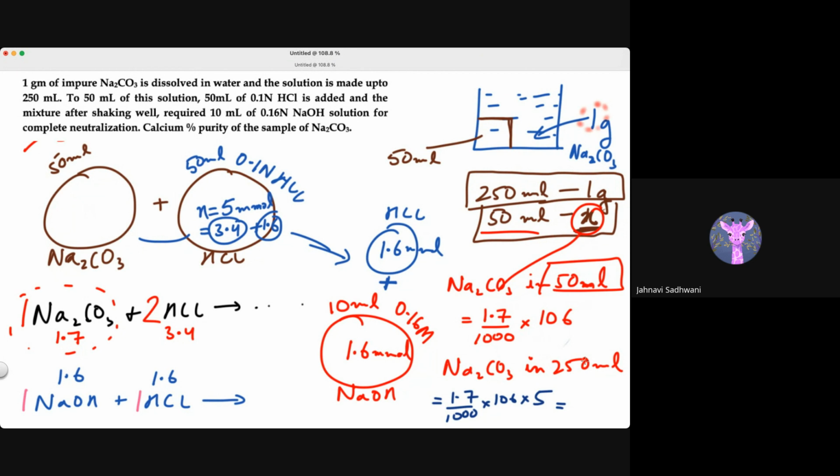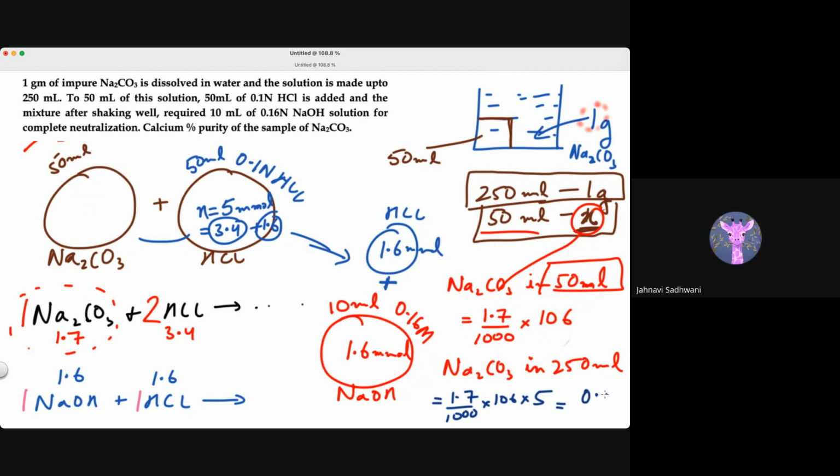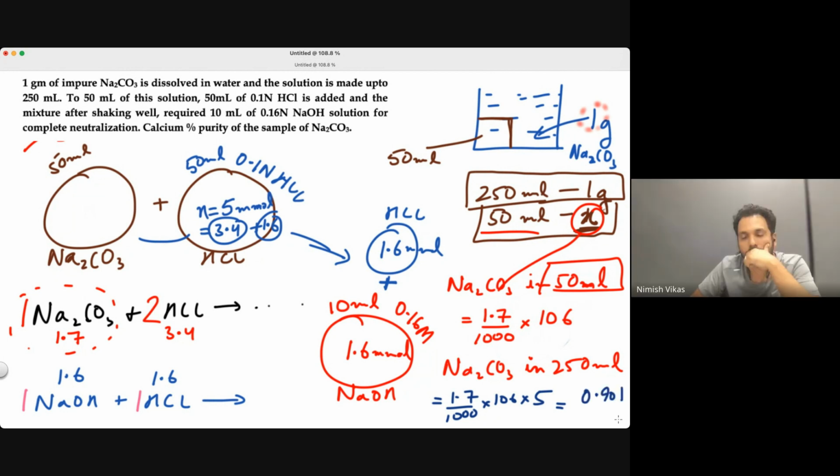How much is it coming out to be? 0.901. So many grams are there. What is the percentage purity? Obviously, 90.1% pure. Right, guys? So, a pretty basic titration question.